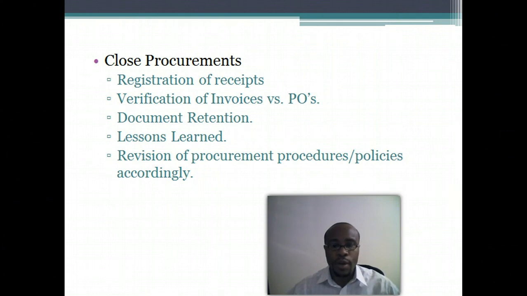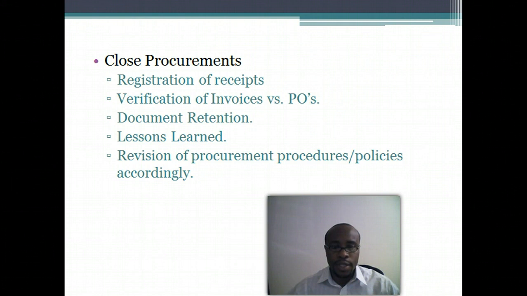Basically what this involves is the registration of receipts, actually receiving resources, be it labor resources or material resources, and documenting those, and verification of invoices versus purchase orders. And document retention is very important as well. I believe the procurement department has a document retention policy which must be followed in retaining all the procurement documents for all the materials and resources.